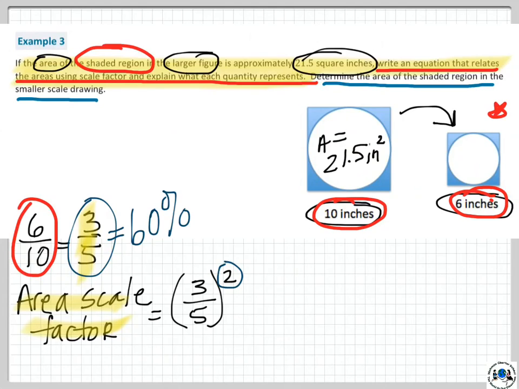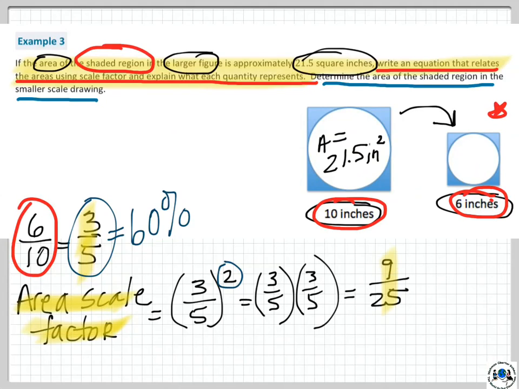I don't want you questioning constantly why it is, but just know that it is, because when we go from one dimension to two dimensions, you have to square the one-dimensional scale factor, because when you are finding area, you are squaring the one-dimensional lengths. So we get 3 over 5 times 3 over 5, because that's 3 over 5 squared. That equals 9/25. This here is our area scale factor.